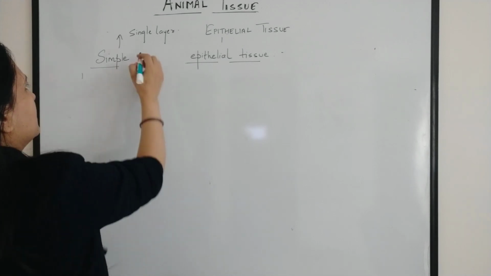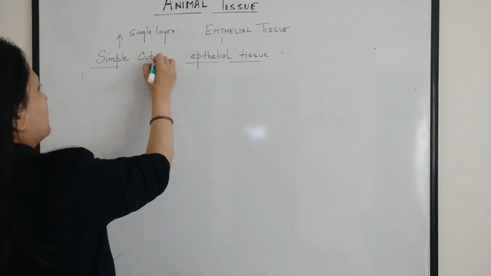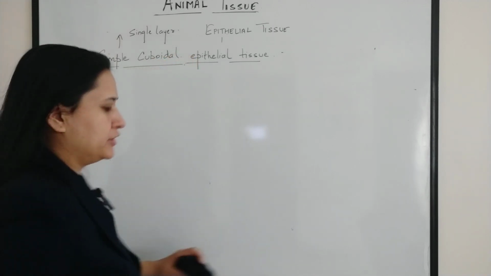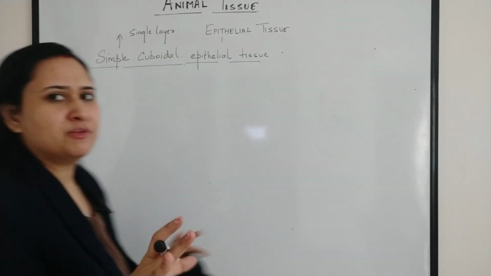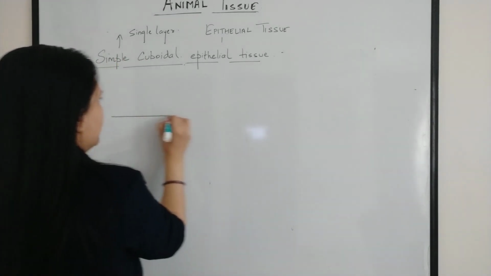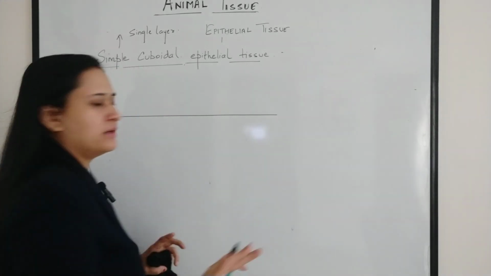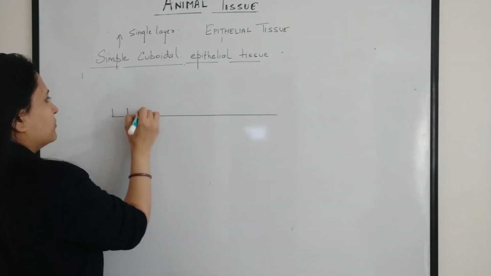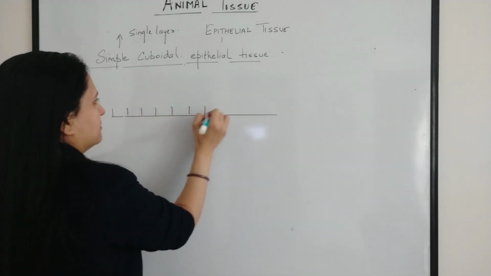simple cuboidal epithelial tissue. As the name suggests, they will be of a cuboid shape. Now, let me draw the shape. Suppose it's the basement membrane. In every epithelial tissue, you will find the basement membrane. Now, the cells are of cuboid shape.